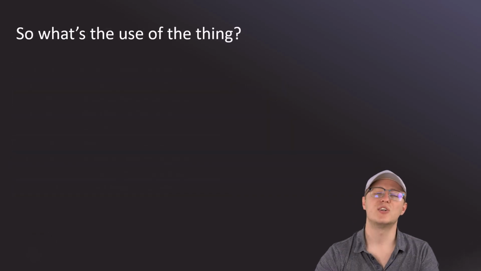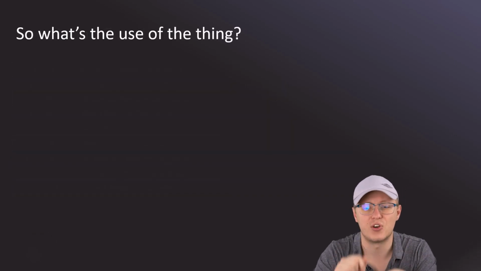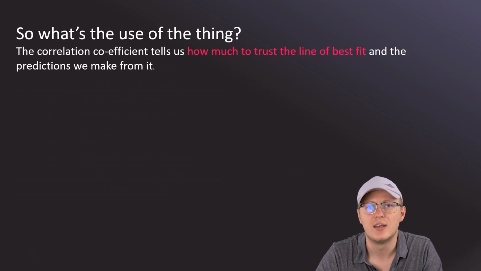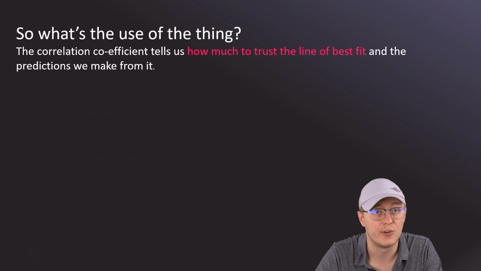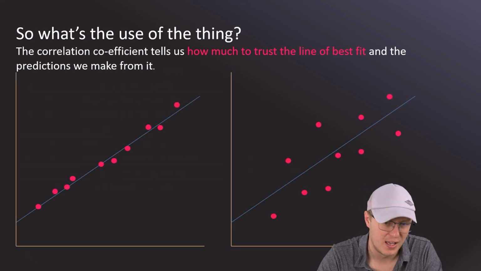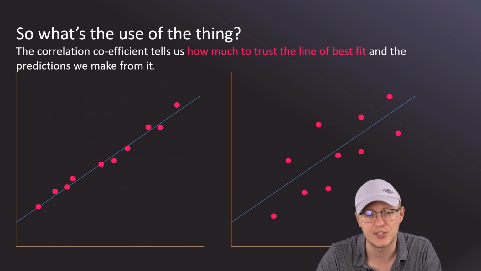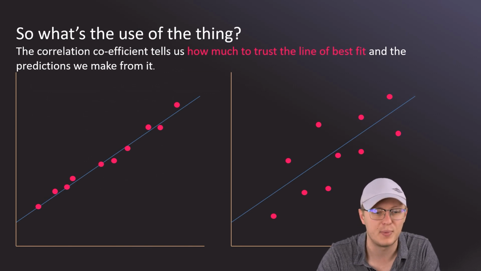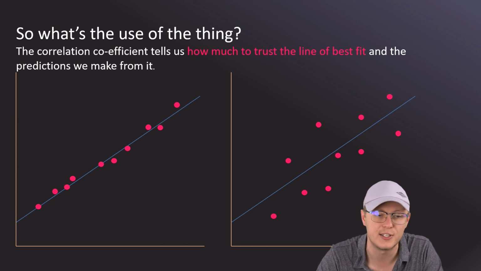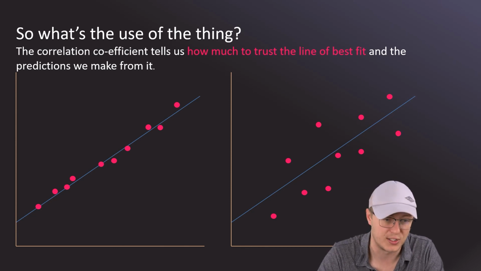So, what on earth is the use of this correlation coefficient? Why do we care? The reason we calculate a correlation coefficient is because it tells us how much we can actually trust the predictions that we make from the line of best fit. Here I've got two scatter plots, and mathematically when we calculate the line of best fit, we get identical lines of best fit from these two scatter plots.